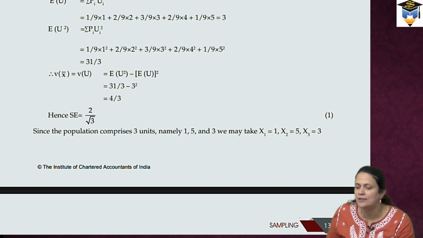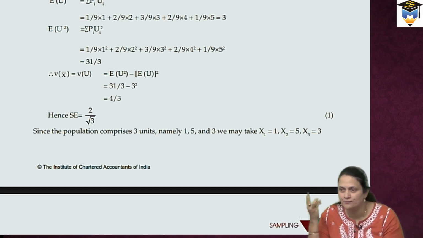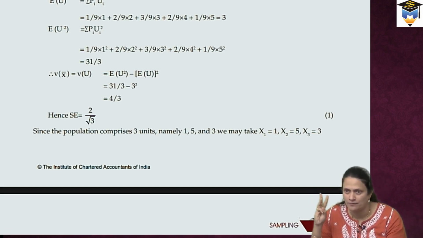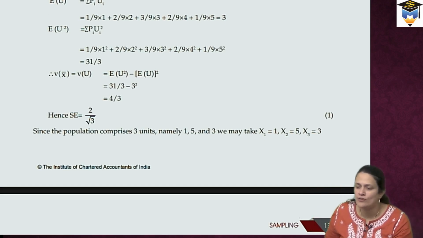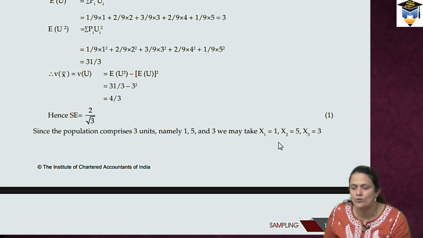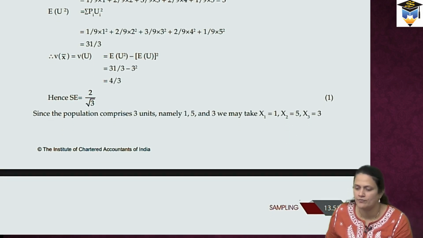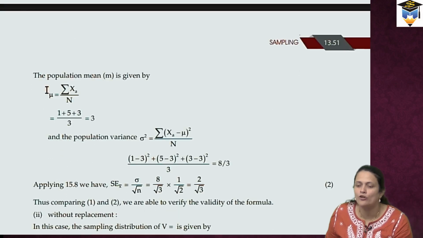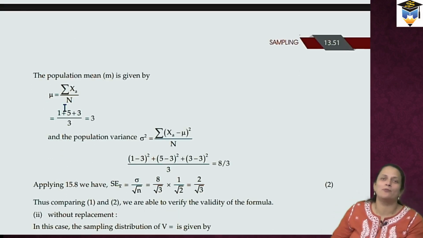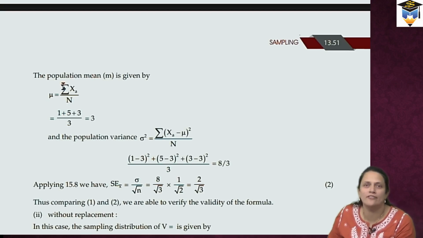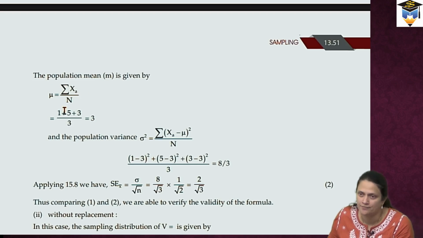Now they have given us that the population comprises of how many units? 3. Capital N is 3. Okay. So X1 is the first unit, X2 is the second unit and X3 is the third unit. So they have found out mu, which is nothing but the population mean. Okay. Mu is given by the formula summation of XA upon capital N. This we have done in last lecture. If you were mentally present, you will remember.